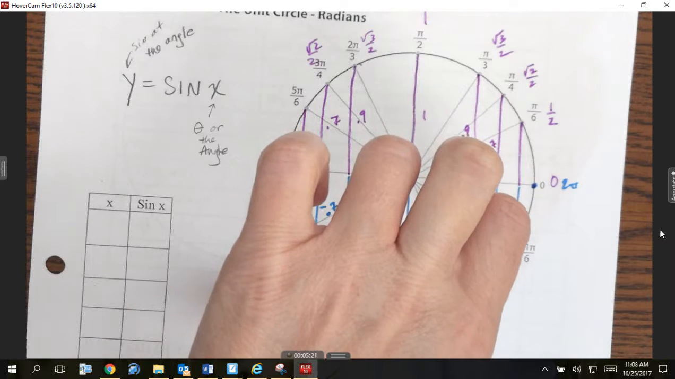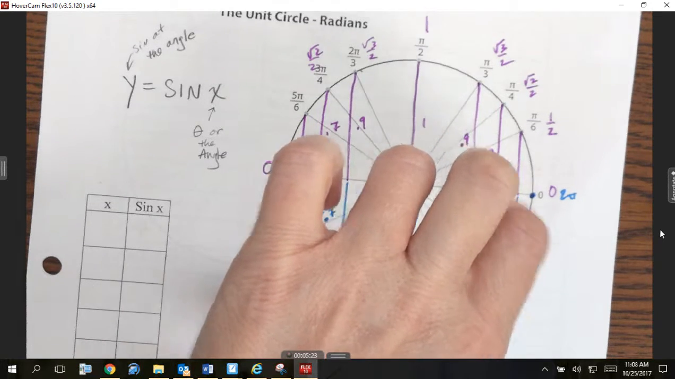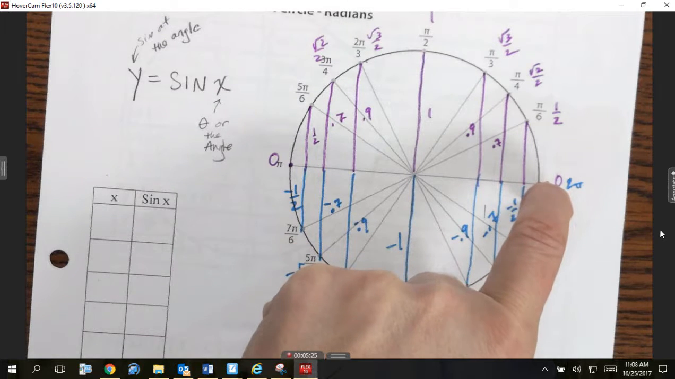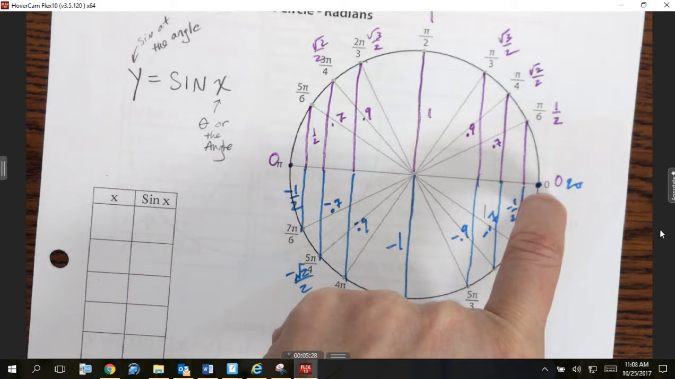What if I did negative angles? What if I started at 0 and I went negative pi over 6? What if I went the other way?